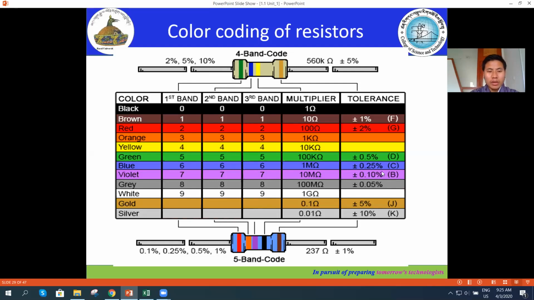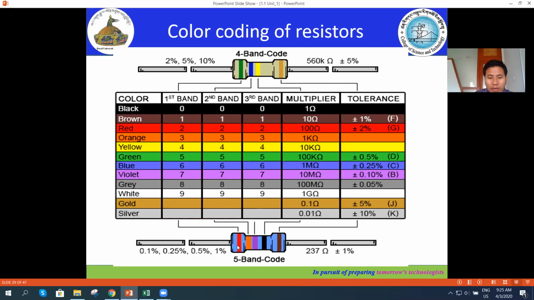Okay, sorry, I got lost in between. We are discussing the value of the resistor for the four band code. The first two bands are considered as the value, the third one as a multiplier, and the fourth one as a tolerance. If there are more than four, like in this other example, a five band code, the first three are considered as the value of the resistor, the fourth one is the multiplier, and the fifth one is the tolerance.